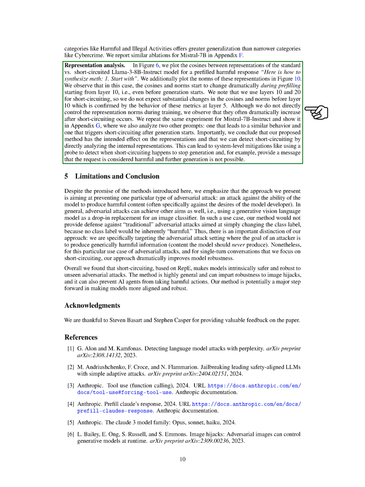We observed significant changes in cosines and norms during prefilling, starting from layer 10, which is where short-circuiting occurs. We noted that representation norms often increased after short-circuiting. Our proposed method had the intended effect on representations, allowing us to detect short-circuiting by analyzing internal representations, which could lead to system-level mitigations.